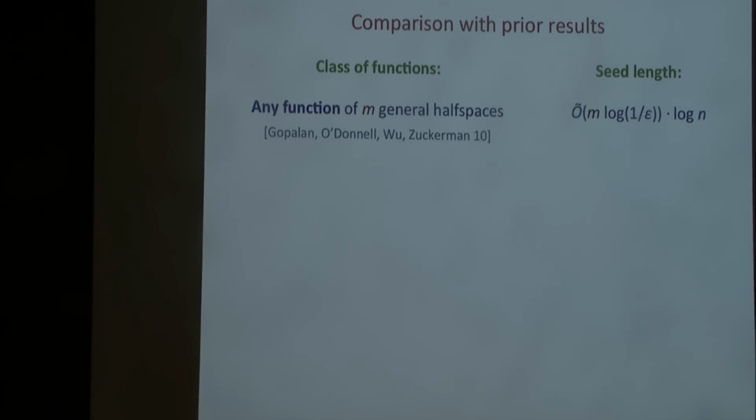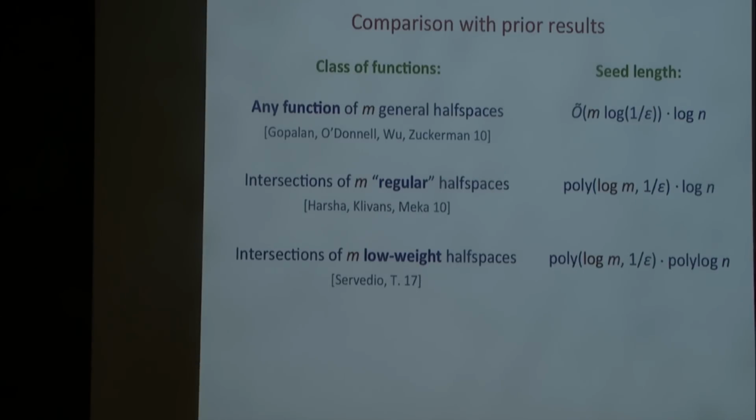However, if maybe all you care about are polytopes, you can hope to do a better seed length. So in other words, can you hope to do better for the AND of m general half spaces rather than any function? And indeed, this has been studied.